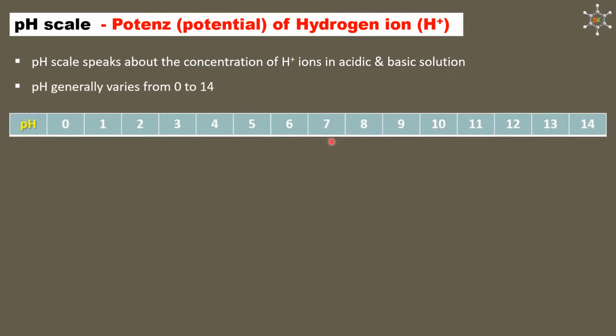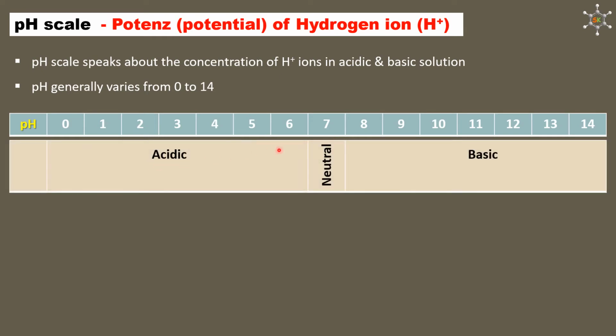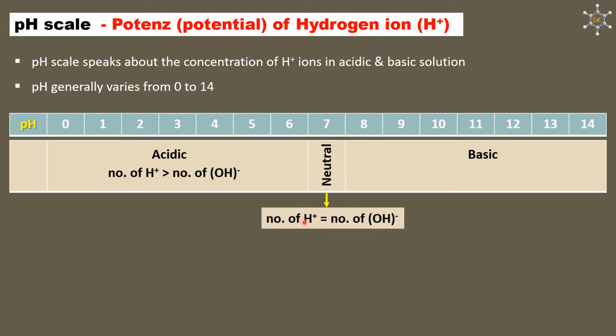pH generally varies from 0 to 14. pH between 0 and less than 7 is called an acidic solution. pH equal to 7 means neutral solution. pH greater than 7 up to 14 is called a basic solution. Acidic means the number of H plus is greater than the number of OH minus in the solution. Neutral means the number of H plus is equal to the number of OH minus, and basic means the number of H plus is less than the number of OH minus ions.